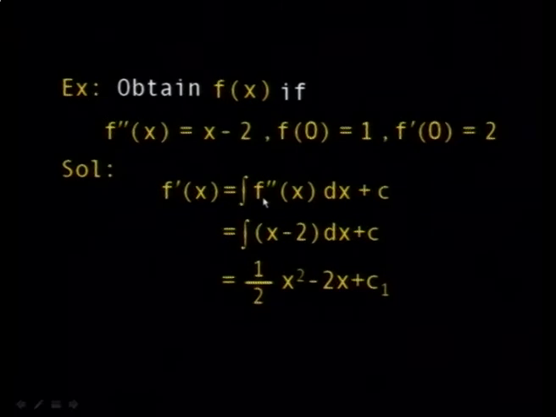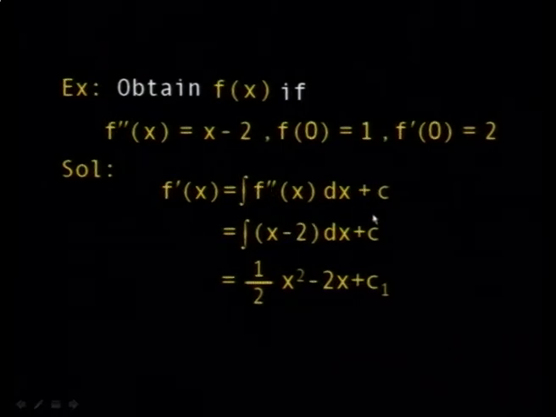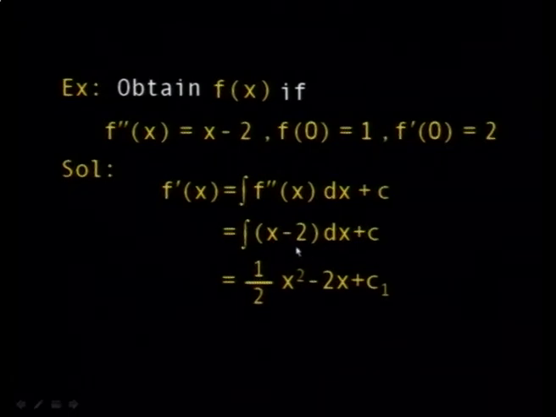Of course, it's not important whether c comes here or there. We've seen before that the integral of f double dash of x dx is equal to f dash of x plus c. Whether you put minus c or c doesn't matter. So you start from here and you integrate x minus 2. When you integrate x minus 2, you can also add another constant, and this is why we call it c1. If you don't call it c1, you call it c, it doesn't matter. It's an arbitrary constant. So you integrate this, you get half x squared minus 2x.